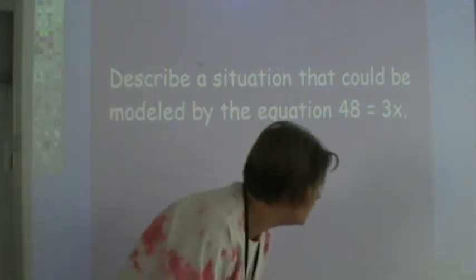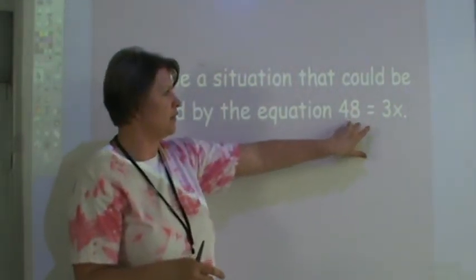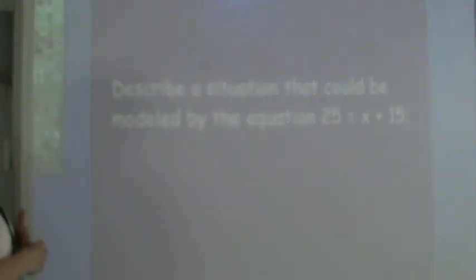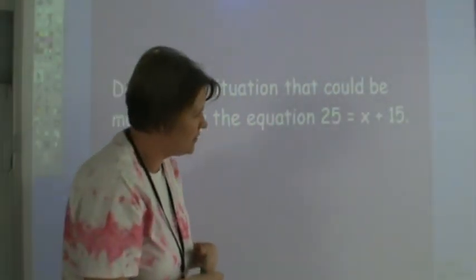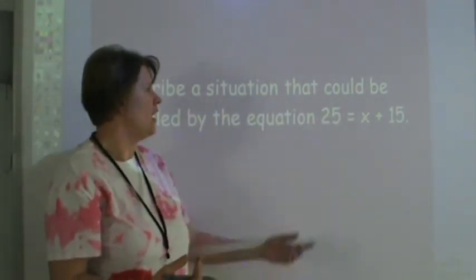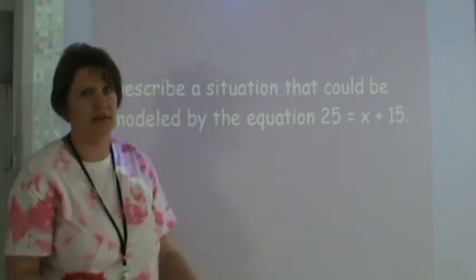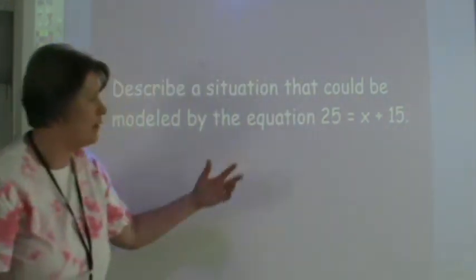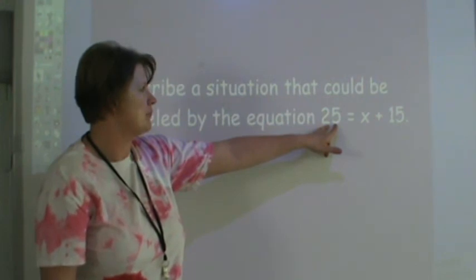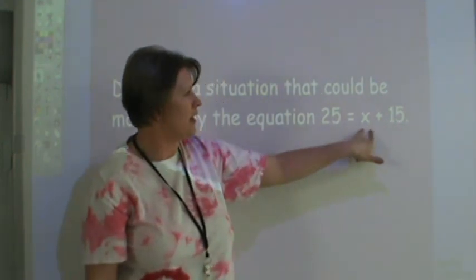Another one could be math books. We have 3 classrooms. We have 48 math books. How many would each classroom get? Another one: we have 25 equals x plus 15. You could just think of money. I need 25 cents, I have 15 cents, how much do I need? Could be that simple. Or you could do puppies. We had 25 puppies at the puppy daycare. 15 of them were males, how many were females?